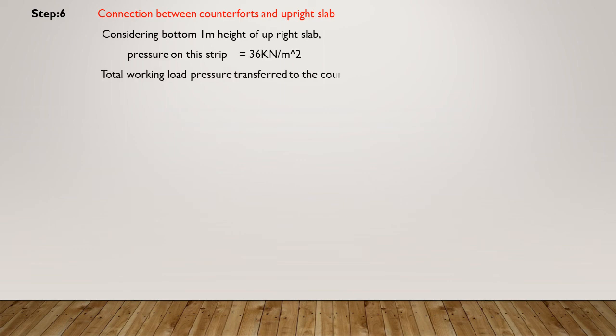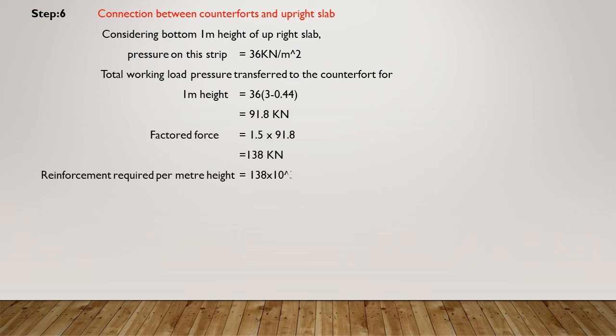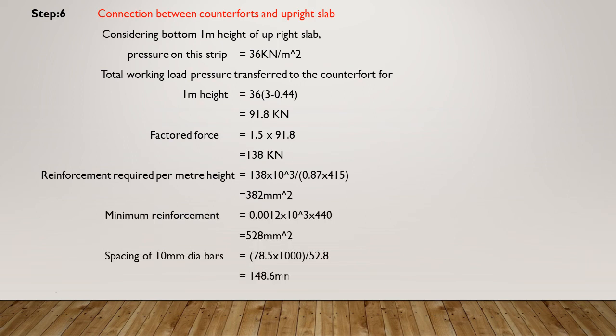Now the connection between the counterfort and the upright slab. Considering the bottom 1 meter height up to the slab, the pressure on this strip is 36 kilonewton per meter square. Then the total working load pressure transferred to the counterfort for 1 meter is equal to 36 into (3 minus 0.44). So this value is 91.8 kilonewton. Our factored load is simple: 91.8 into our load factor 1.5, so multiply the values and you get the answer, 138 kilonewton.